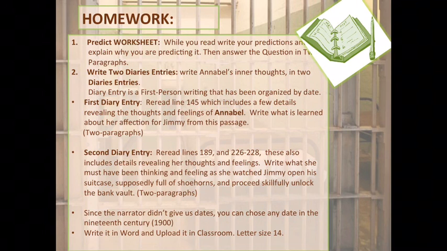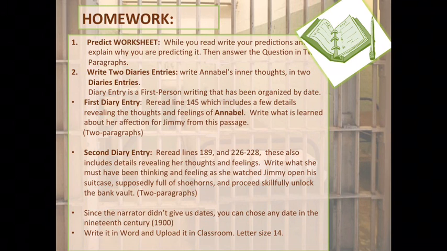For the first diary entry, reread line 145, which includes a few details revealing the thoughts and feelings of Annabelle. Write what is learned about her affection for Jimmy from this passage in 2 paragraphs. On the second diary entry, reread lines 189 and 226 through 228. This also includes details revealing her thoughts and feelings. Write what she must have been thinking and feeling as she watched Jimmy open his suitcase, supposedly full of shoehorns, and proceed to skillfully unlock the bank vault.